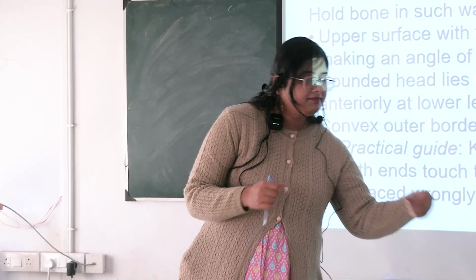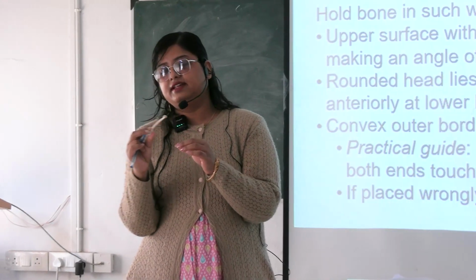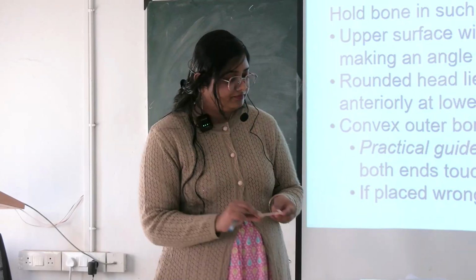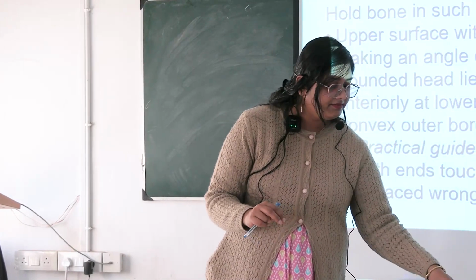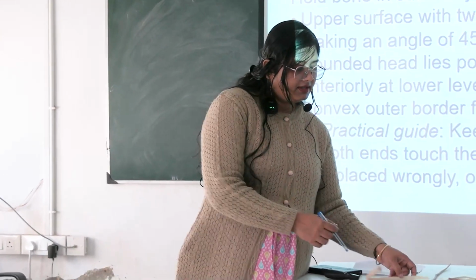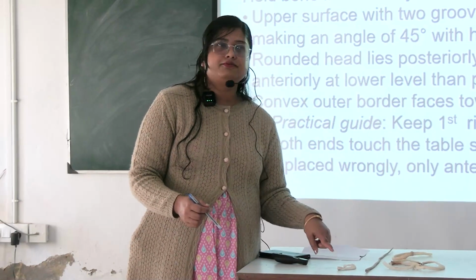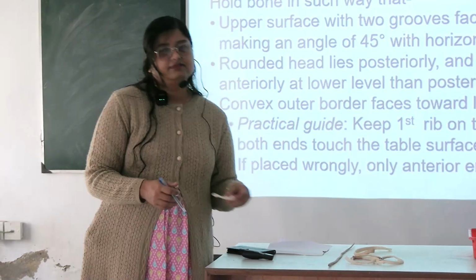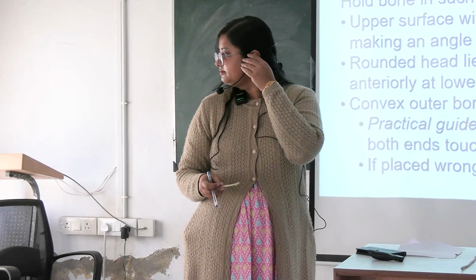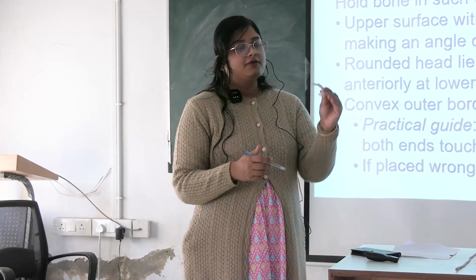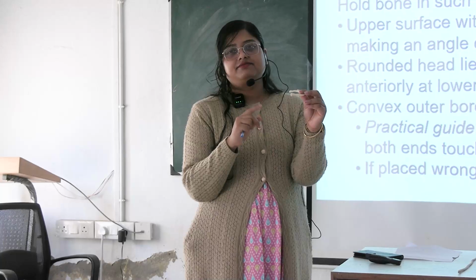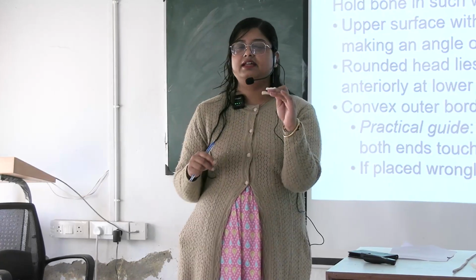Now the first rib is more tilted than the typical rib. If you place it on a flat surface, if I place it like this, two ends are touching the floor. Okay, so this is a first rib of this left side.